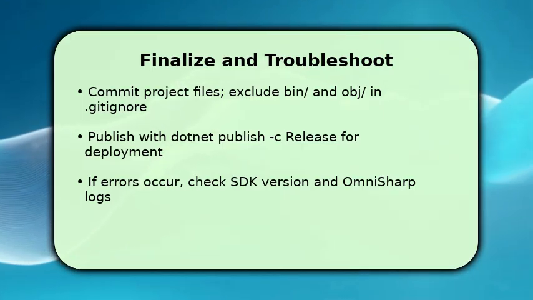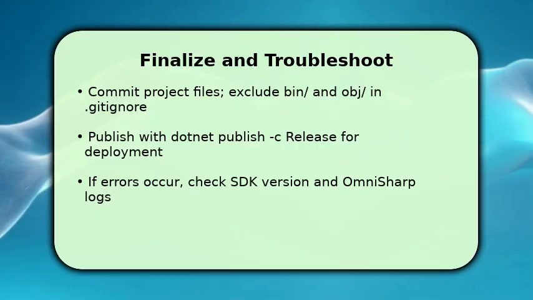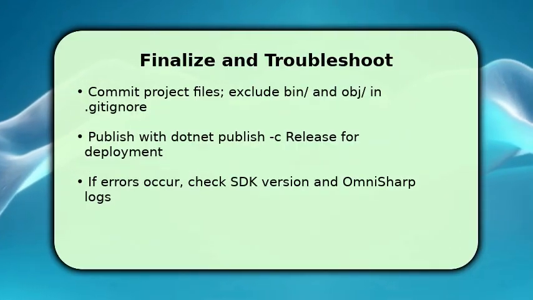Mismatches cause build failures. Also open the OmniSharp or C# extension logs in VS Code to diagnose language service issues. Restart the extension if needed and rebuild to confirm the fix.